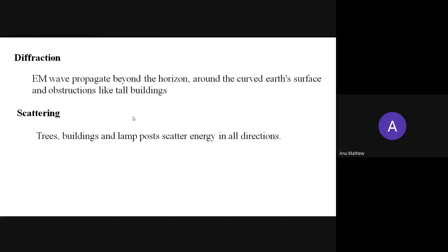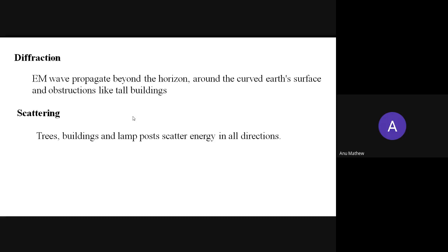So as the user moves deeper into the shadowed region or the curved region, the received field strength decreases. But the diffraction field still exists and it has enough strength to receive the signal. Okay, that is the diffraction mechanism. Then the third one is scattering.